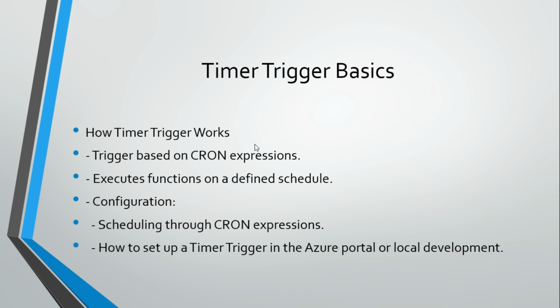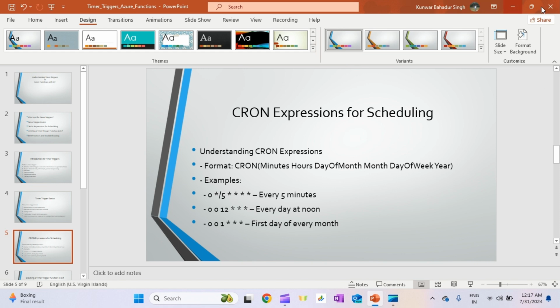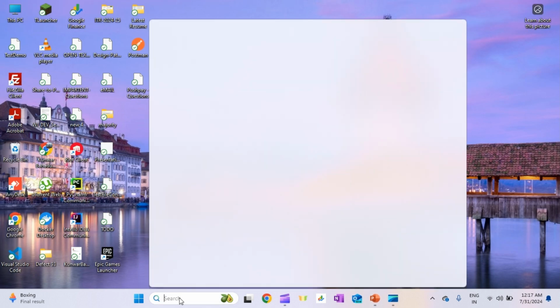The schedule is defined for each function in the Azure function app. Let's say an Azure function app can have multiple Azure functions, and each Azure function can have its own scheduling. We can configure it in multiple ways, but the most popular way is the CRON expression, so we will discuss how we can use it. Before we move on to understanding the CRON expression, I will minimize this PPT and we will create a solution.